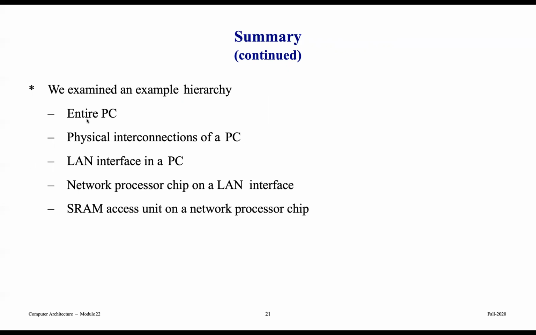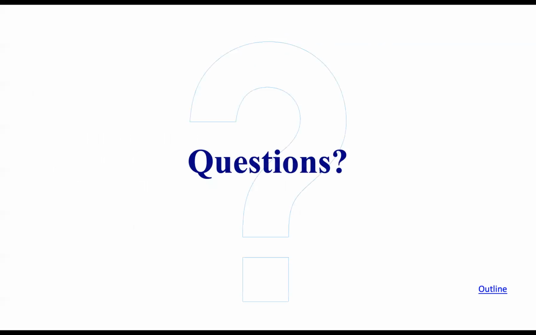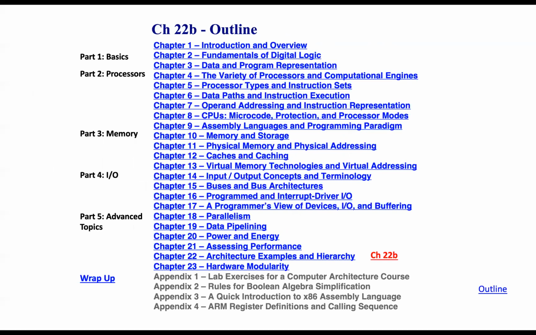Starting from the highest level, the entire PC, we can be talking about physical interconnections of a PC, the local area network of a PC, network processing on a local area network interface, and finally looking at the RAM, the random access memory, thinking of an SRAM example and the access that it would have on a network processor chip. So that's the first part of this lecture.